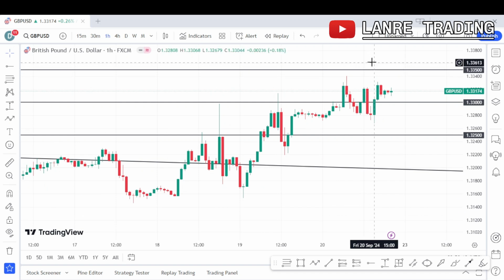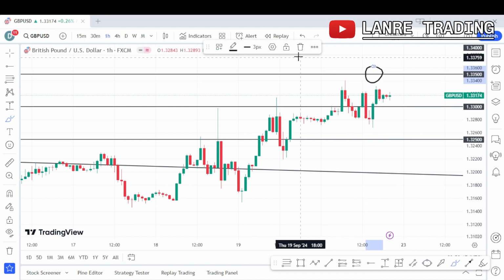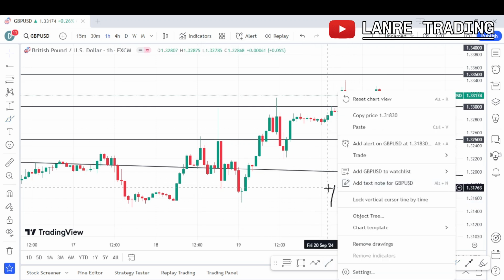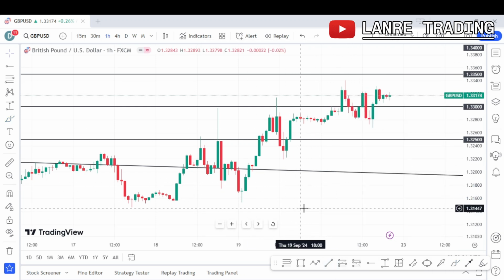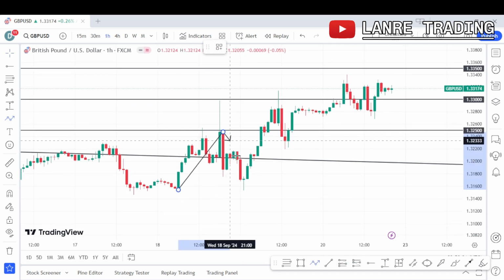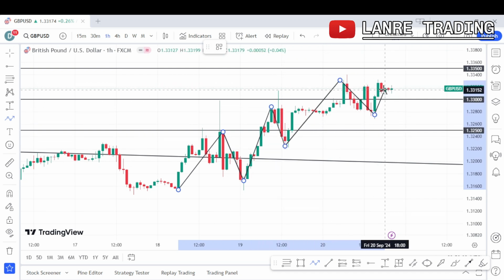This psychology level right about here is the strong horizontal line that I showed you earlier. The next thing I need to show is, as you can see, price is currently creating a higher high, higher low, higher high, higher low, higher high, and higher low, and we are currently at this level.